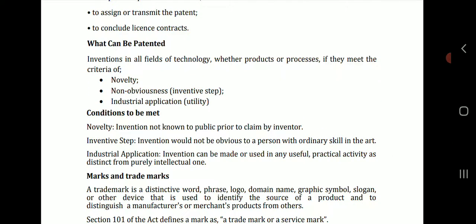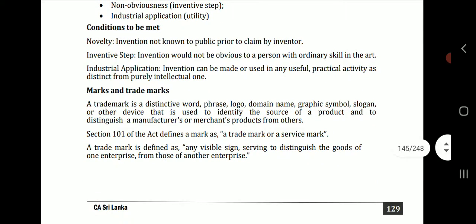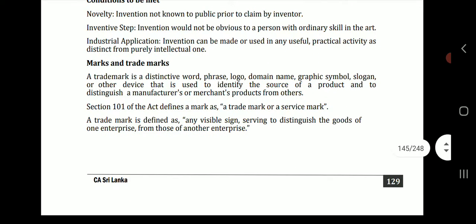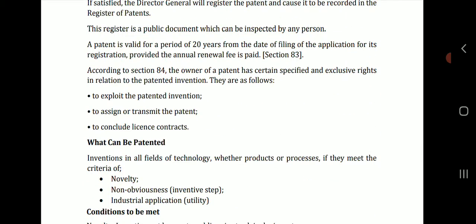Novelty means the invention is not known to the public prior to the claim of the inventor, and inventive step means the invention would not be obvious to a person with ordinary skill in the art. The invention can be made a useful practical activity, distinct from a purely intellectual one. Yeah, that's how it is. Patents, very simple, very easy, really straightforward.